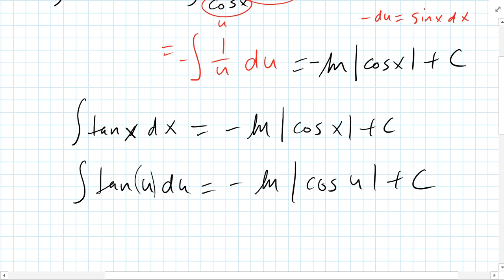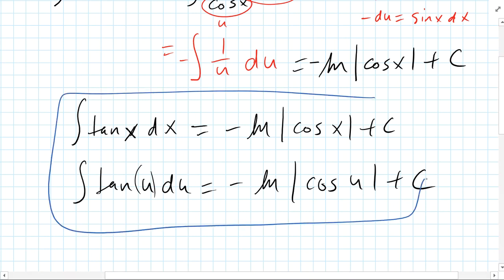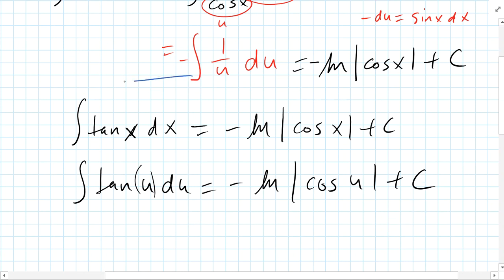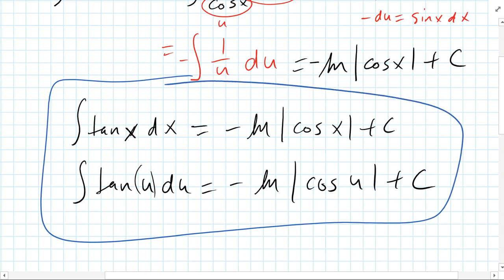Got it? So you choose, but you need to memorize this, or you're going to know how to get there. Isn't it amazing what we can do?